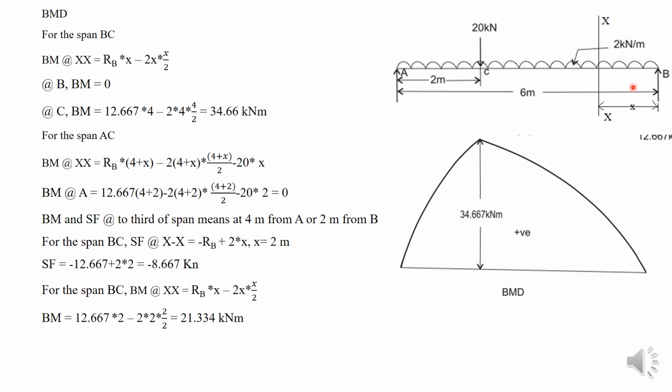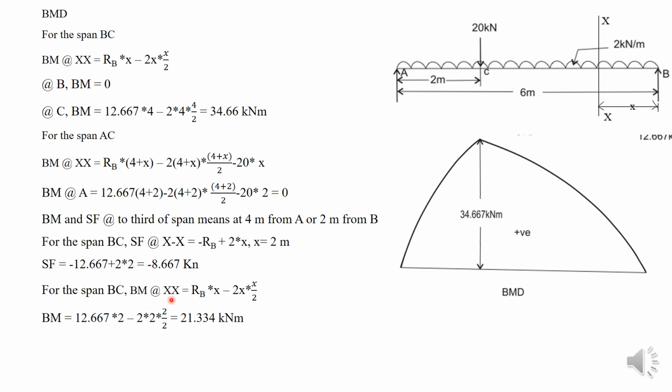So we have the equation for shear force and bending moment value for the span BC. Just do one thing, substitute X is equal to 2 meter, that is 2 meter from B, for the equation for shear force for the span BC, and also for the bending moment equation for the span BC.